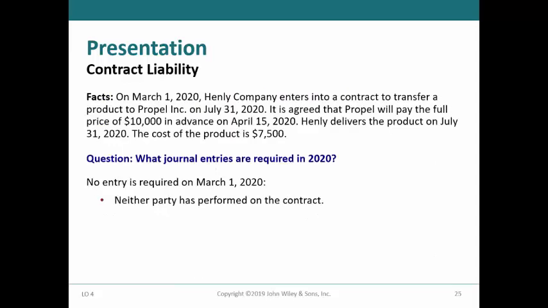We have covered contract liabilities in other chapters, but to illustrate the presentation, we will consider Henley Company that enters into a contract to transfer a product to Propel Inc. on July 31st, 2020. Propel agrees to pay the full contract price of $10,000 in advance on April 15, 2020, and Henley delivers the product on July 31st. The cost of the product is $7,500. When the contract is signed on March 1st, no entry is made because neither party has performed on the contract.